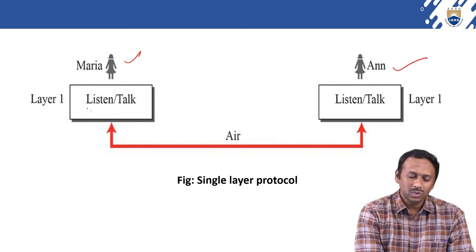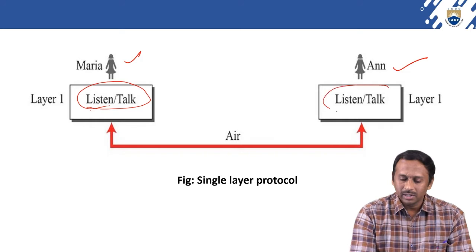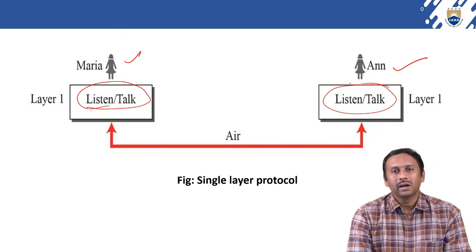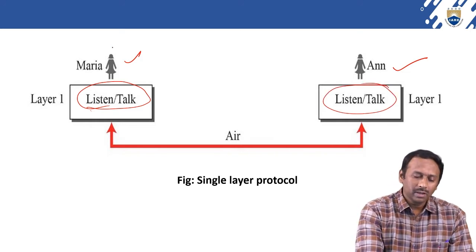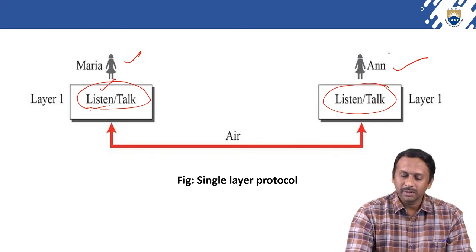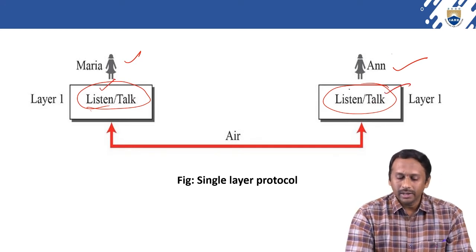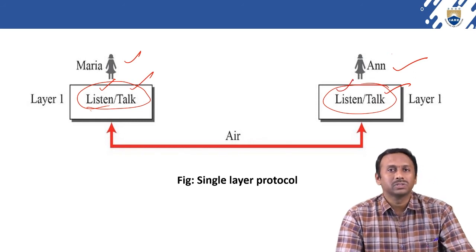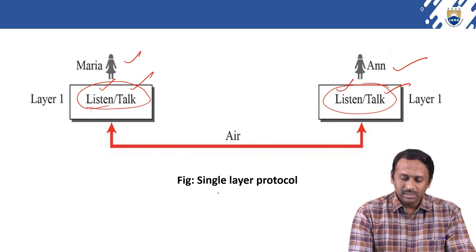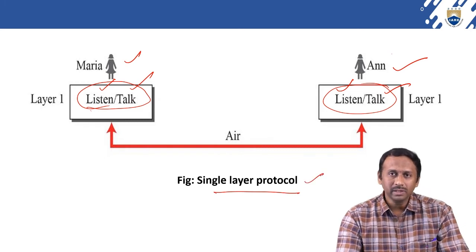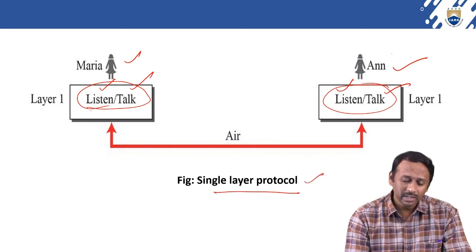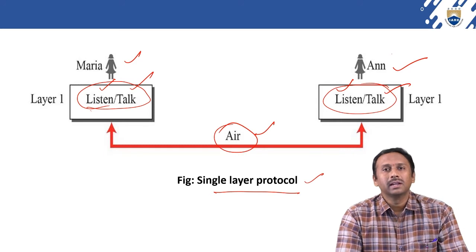Here there are two operations, and here also two operations, that is listen or talk. When Maria is listening, Anne is talking. If Maria talks, Anne is going to listen to what Maria is going to say, right? So this is a single layer protocol. What is the layer here? Air is the layer here.